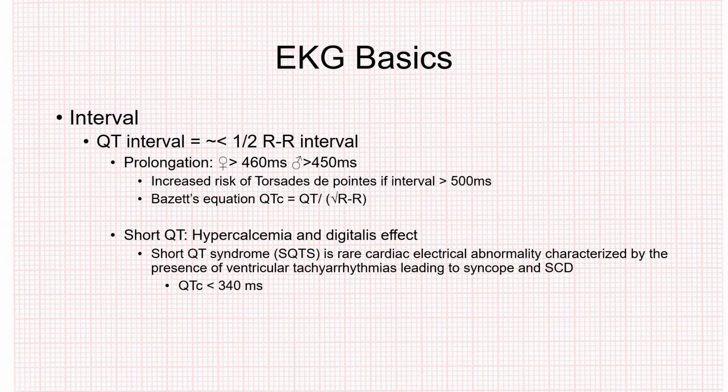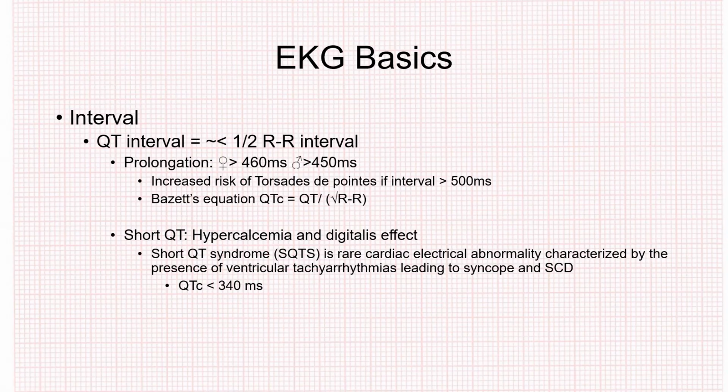Next, moving on to the QT interval. This one's a little bit more complicated. There's a sex difference between what is a normal QT interval, where greater than 460 milliseconds is for females, and greater than 450 is for males. But the major complication from QT prolongation is torsades, which is polymorphic VTAC, and that happens at greater than 500 milliseconds.